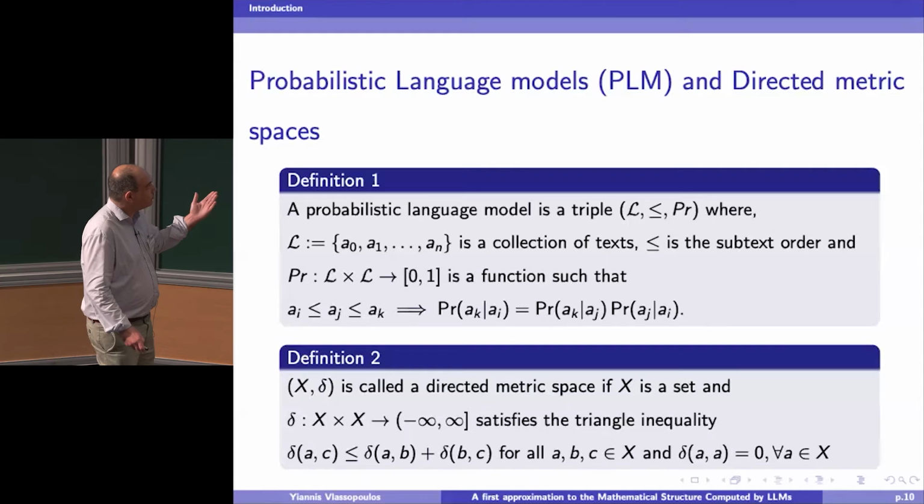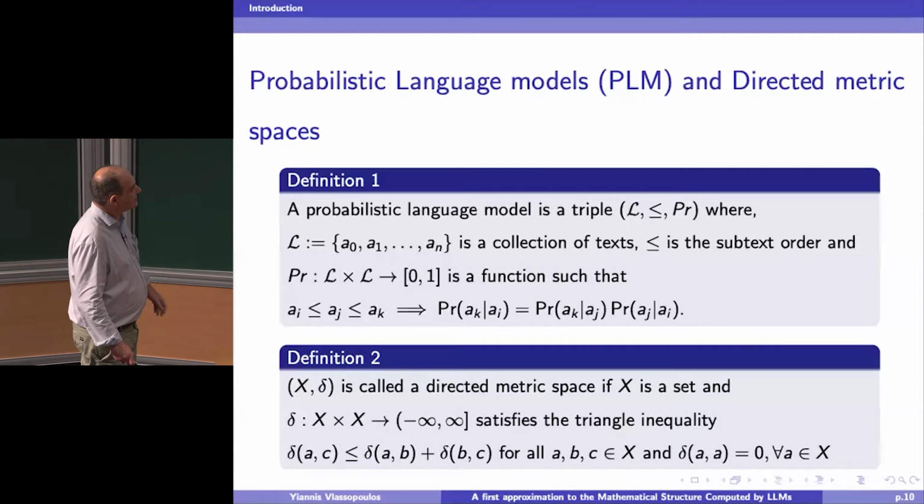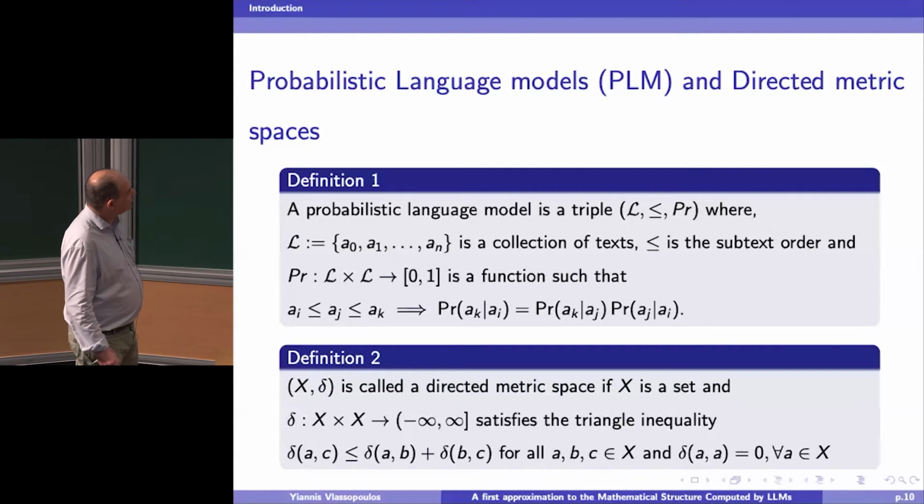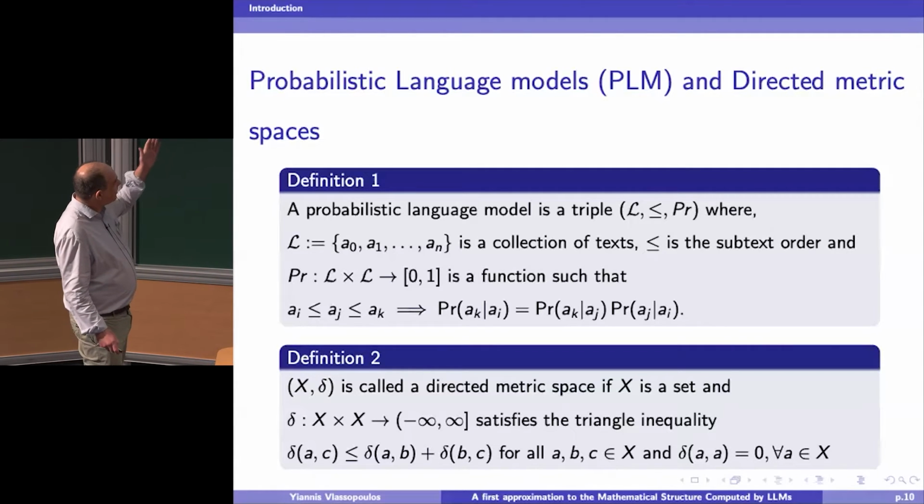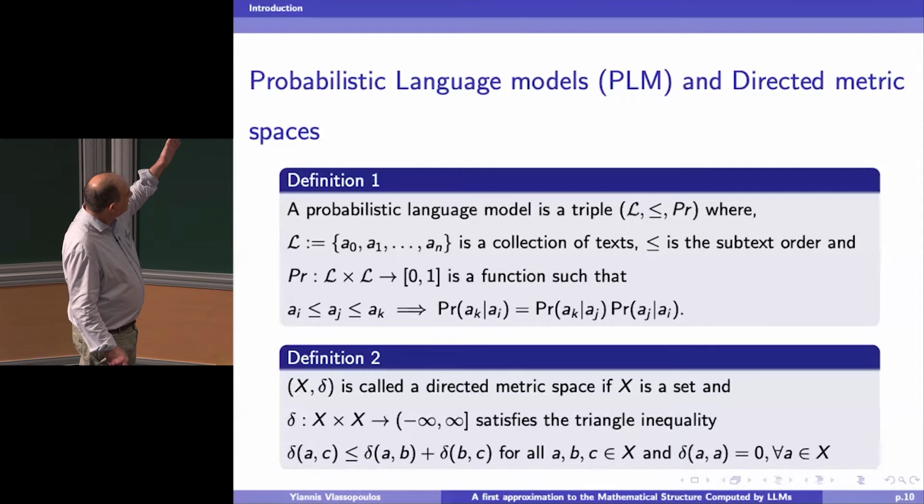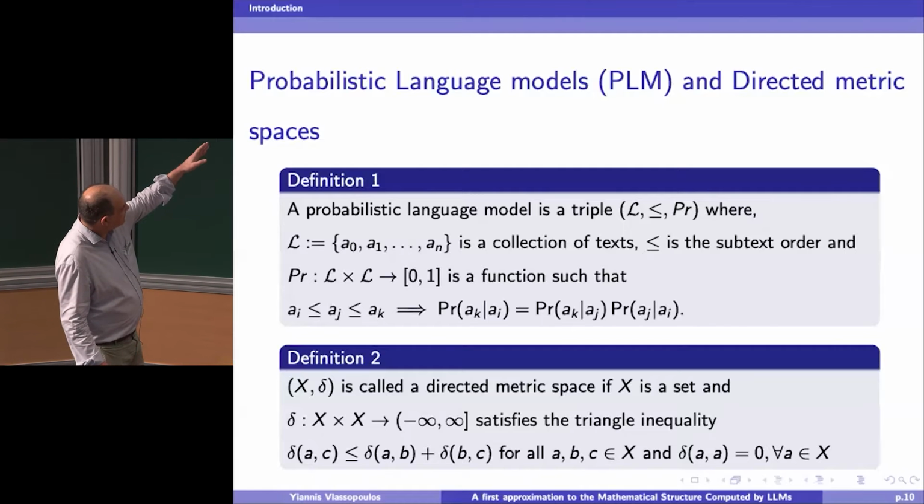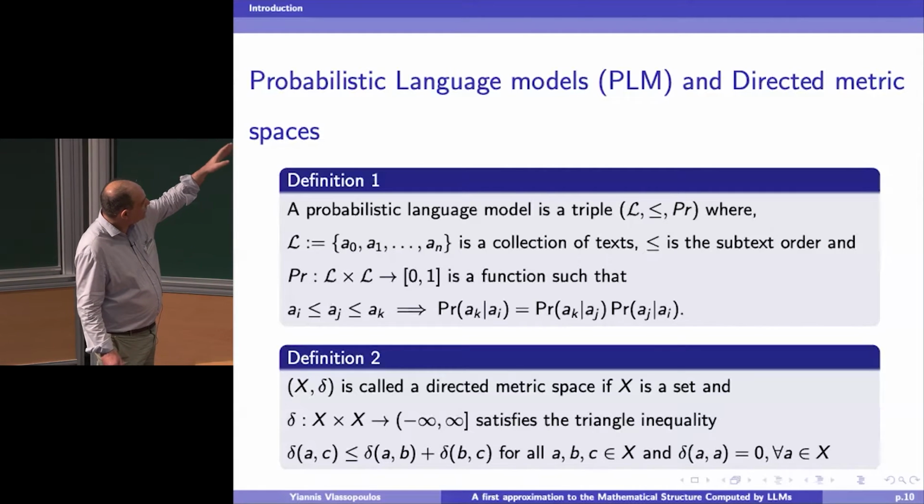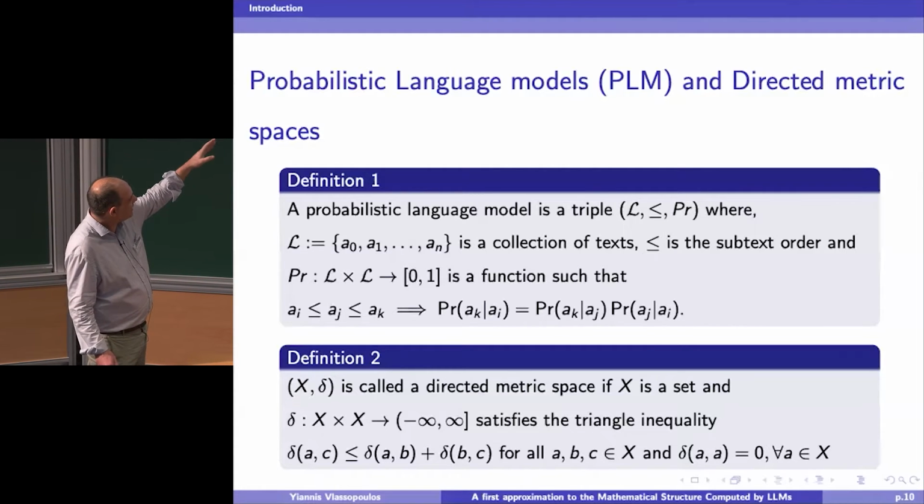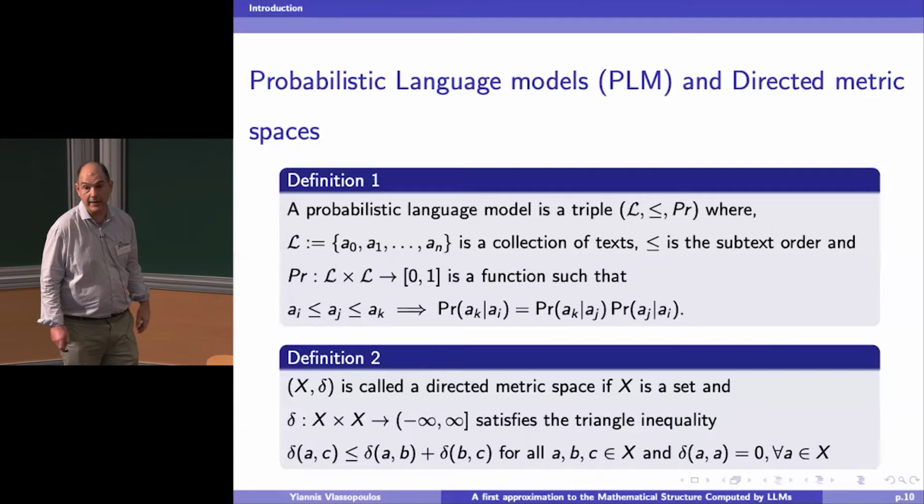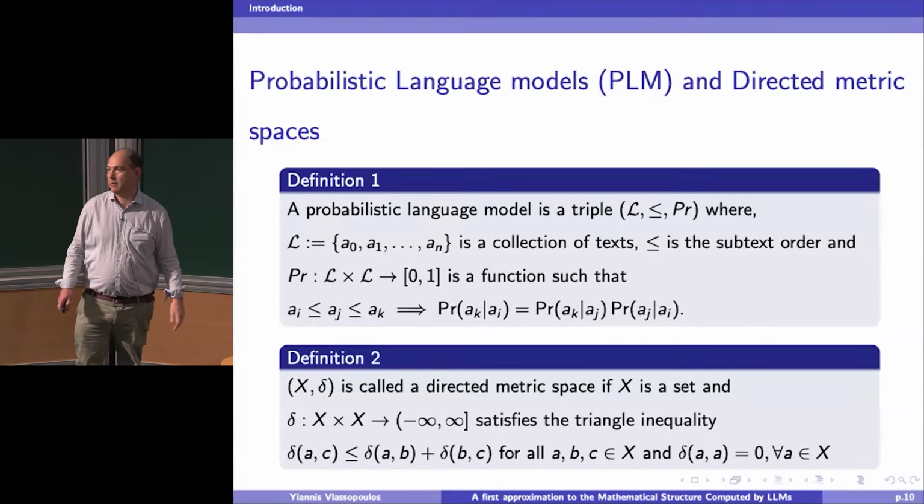So this is just a triple: a set which contains some texts, the subtext order, and some function with values in [0,1]. The basic thing is that if text a_i is contained in a_j is contained in a_k, the probability to go from a_i to a_j times the probability to go from a_j to a_k is equal to the probability to go from a_i to a_k. This is a standard property of conditional probabilities.